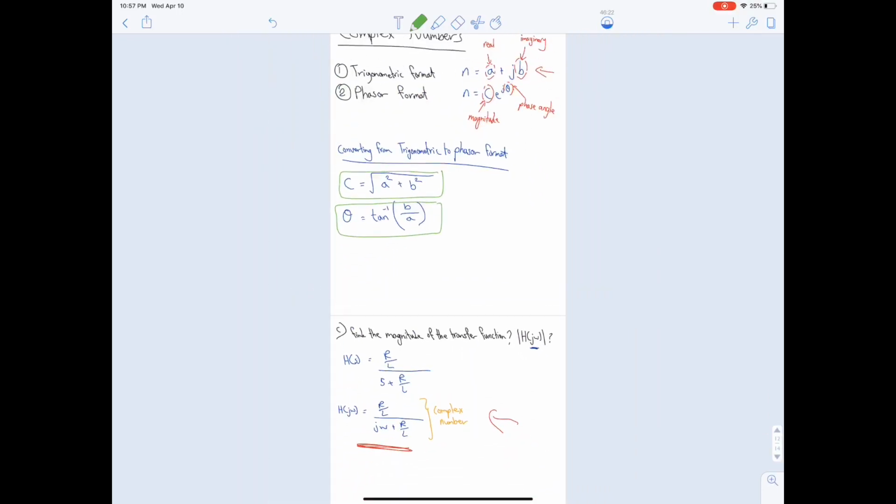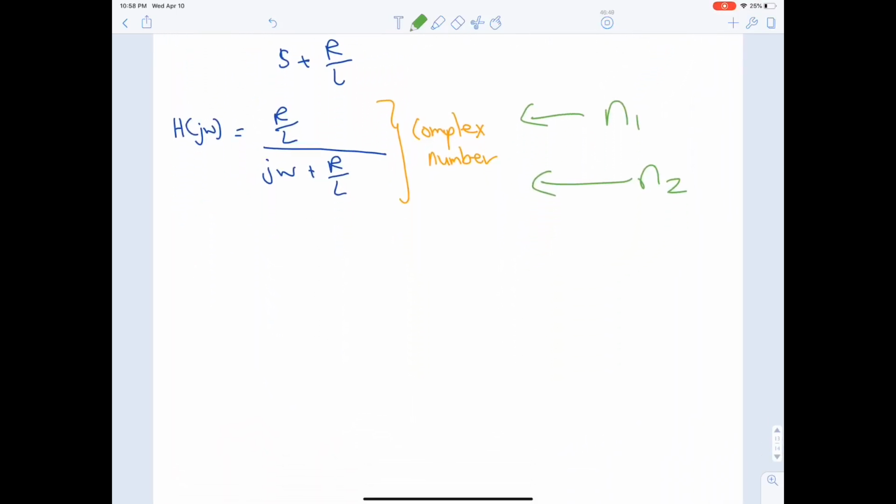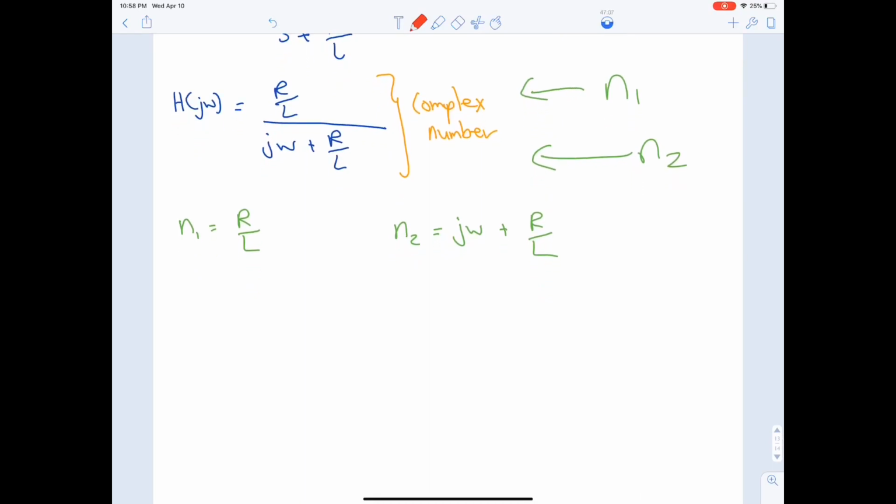Okay. Now, as I said before, this is a complex number, but it's not as simple as this form. So what are we going to do? How are we going to solve it? We will break this number into two numbers, a numerator N1 and a denominator N2. What is N1? N1 is equal to R over L, whereas N2 is equal to jω plus R over L. Now, where are the real and the imaginary parts in those two numbers? R over L is the real part, so it's A1 plus j0. B is 0. Okay, there's no imaginary part. Here, ω is B2, and the real part is R over L.